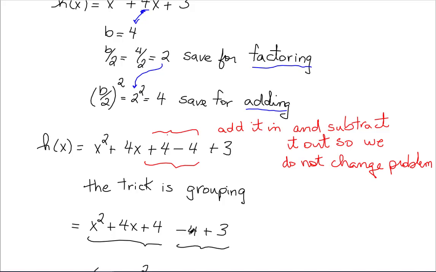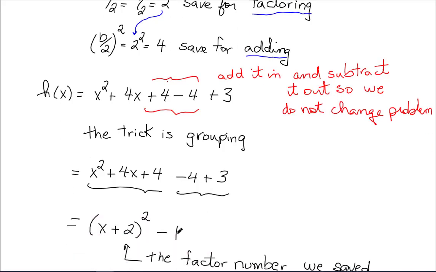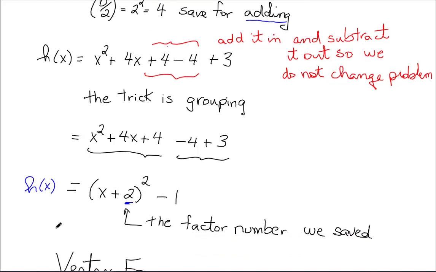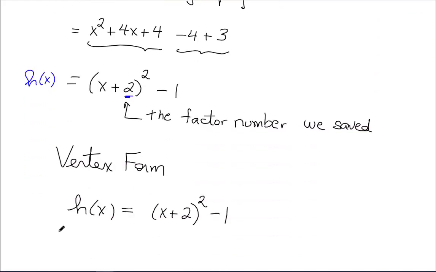And so I get minus 4 plus 3, which is minus 1. And then I'm going to factor the first 3 using my factoring number. And I get x plus 2 squared minus 1. And this is our h of x, which is exactly what we got from the vertex using the vertex formula. And this is what they're calling vertex form, simply because we can read off the vertex very easily.